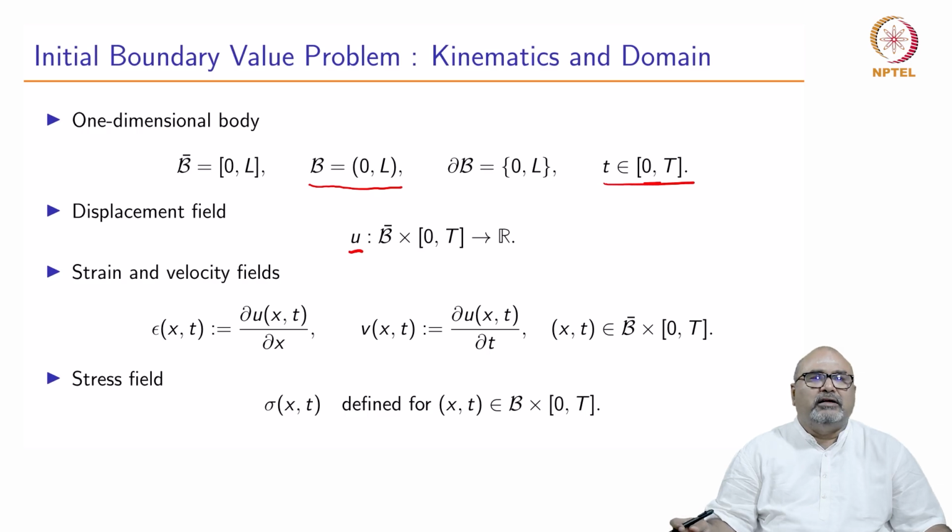Now, the strain and velocity fields are given by the derivative of displacement. Strain is defined as epsilon equals dou U by dou X. Velocity is the change in displacement with respect to time, dou U by dou T, and the stress field is defined over the domain B over the total time step 0 comma T.